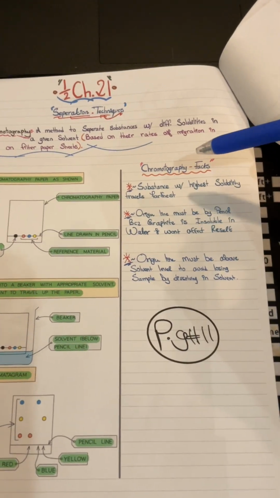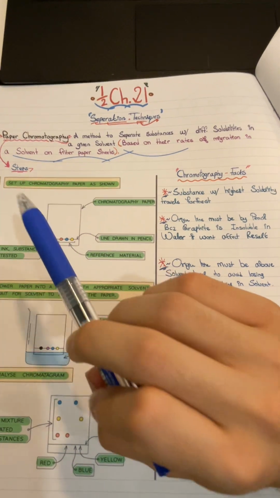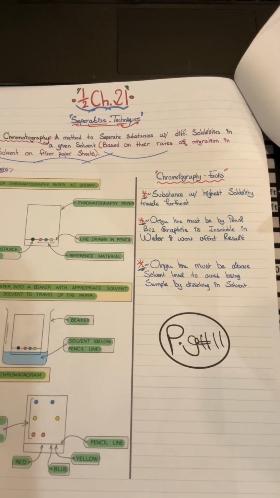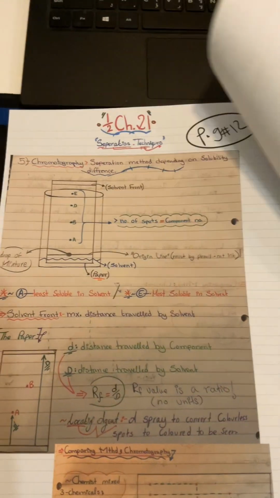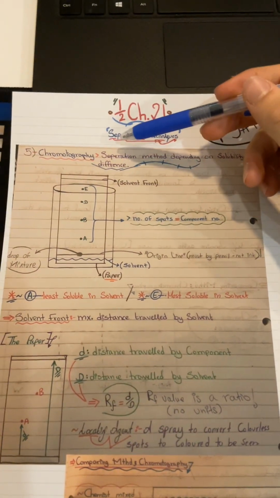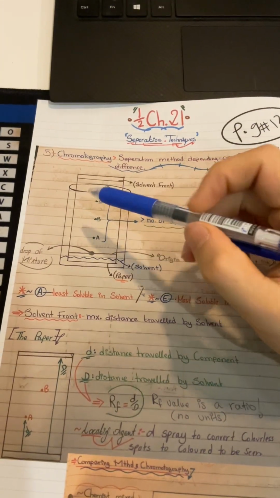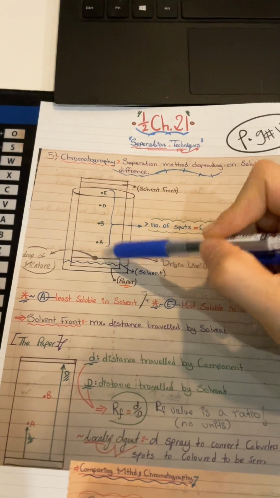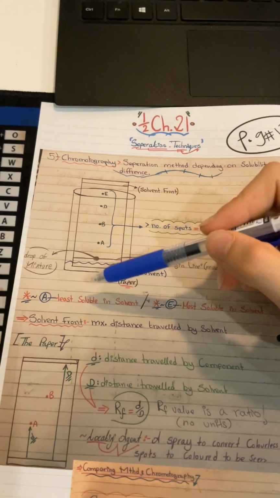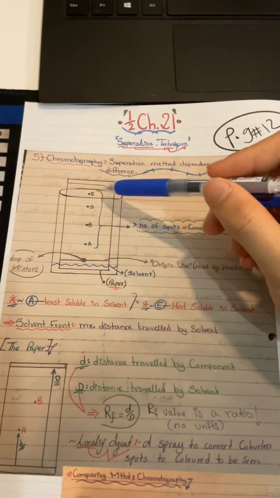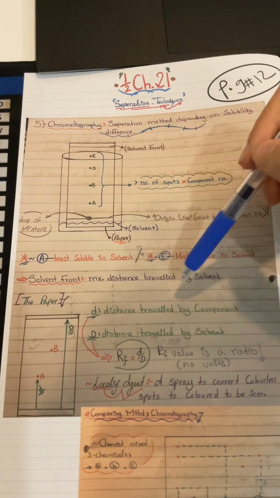So here are some facts. Substance with the highest solubility travels first. The origin line again must be in pencil because graphite is insoluble and it will affect your result. The origin line must be above the solvent level to avoid losing the sample by dissolving in the solvent. Here's chromatography again, separation depending on solubility. So you have the paper, you put it inside the solvent, you have the drop of mixture, and the origin line must be in pencil, not graphite. And then you have the levels of solubility. A is the least soluble as it stays down, E is the most soluble as it rises up to the highest level. Solvent front is the maximum distance traveled by the solvent.